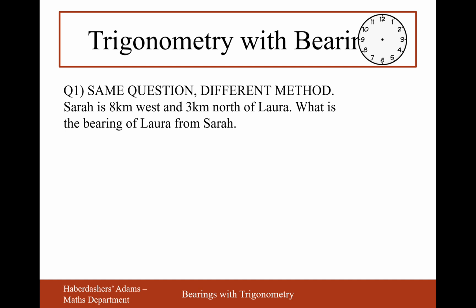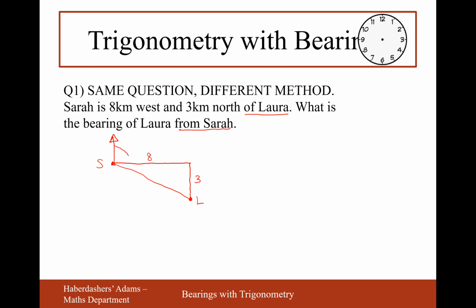I'm going to do the same question just by doing it slightly differently, and you can choose which way you do it. In fact, sometimes I flick between the two different methods, but it's still of Laura. So Laura must still be in the centre of my diagram. And instead of going west to start with, I'll go north to start with. So north and then west. So it's just a case of doing those two things in reverse. 3 kilometres, 8 kilometres, and that's where Sarah is. Draw the line together, put the north line at Sarah, because we're going from Sarah to Laura.